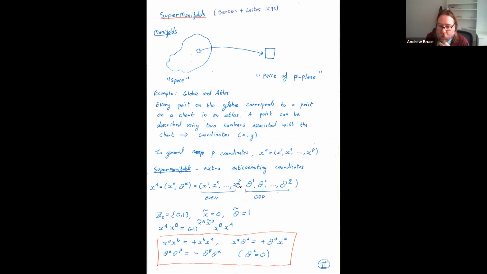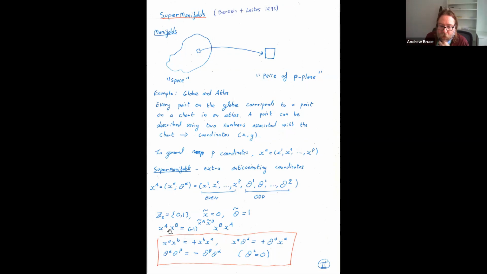For all these x's, these even coordinates, I use this tilde to tell me how I'm assigning the element 0 or 1. So x tilde is 0, which just means to all these x's I'm assigning the number 0. I'm grading them with 0. Same sort of thing for these odd coordinates, these thetas: I assign them the number 1. So the grade is even, meaning I'm attaching 0 to them, or odd, meaning I'm attaching 1 to them. And the reason for that is we can encode these commutation relations very neatly, meaning how I interchange the order of these coordinates.